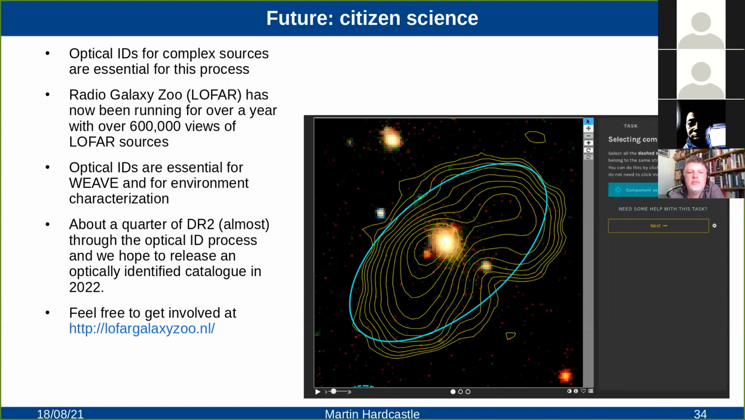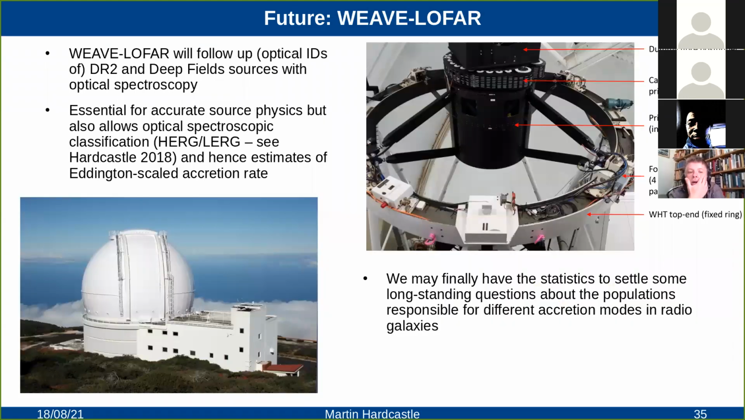It uses the Zooniverse platform. I mentioned WEAVE, and this is coming. First light is probably going to be in a couple of months, I hope, and this will get optical spectroscopy for a large number of LOFAR sources, and there's all sorts of cool things we can do with that. I don't have time to talk about this, but I have a long-standing interest in the accretion modes in radio galaxies, and one of the things that LOFAR will do will really nail that down.